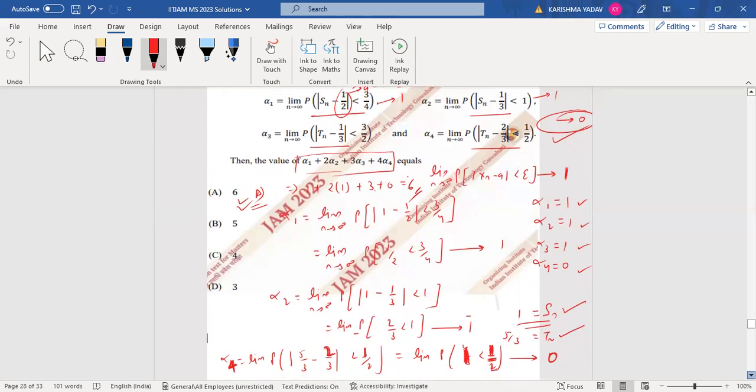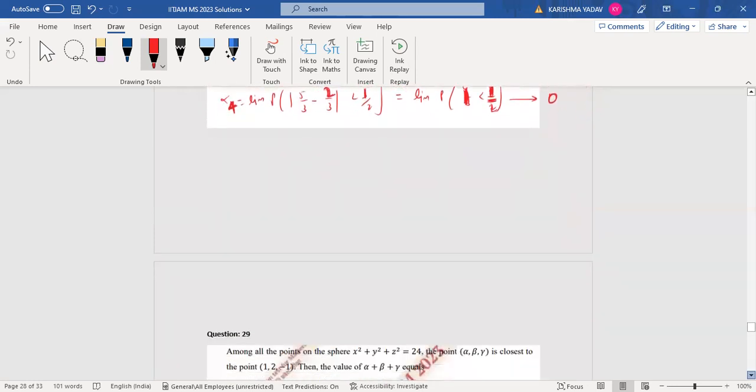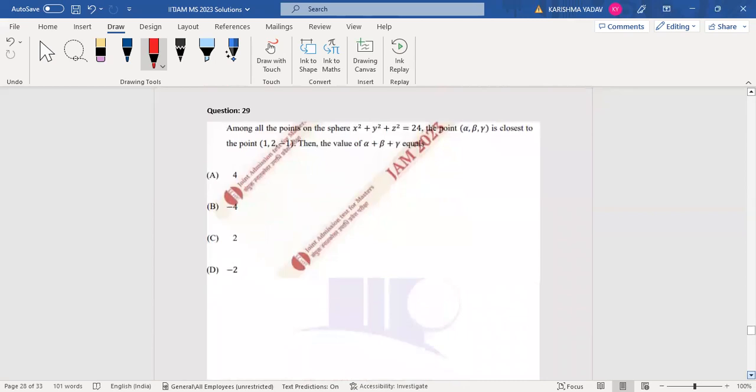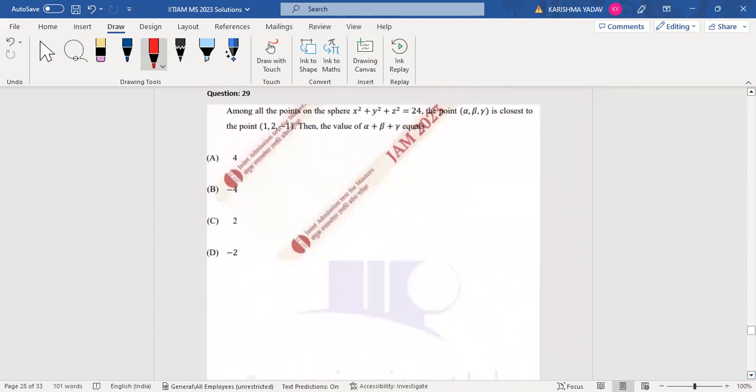Okay, so let's see the next question, question number 29. It is saying that among all the points on the sphere x square plus y square plus z square is equal to 24. So this is the sphere that we have been given. The point alpha beta gamma is closest to the point 1, 2, minus 1.